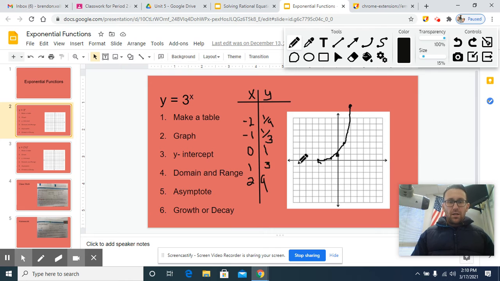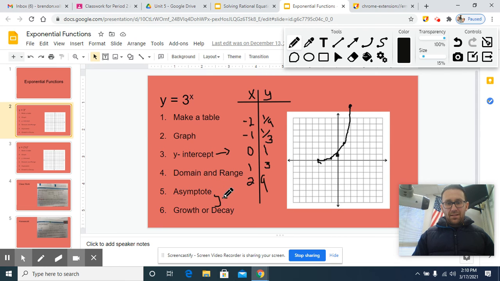Let's see. So that's my graph. The y-intercept is 0, comma 1, right? This is where it crosses the y-axis right here, 0, comma 1. The domain is all real numbers because it goes left, doesn't stop, goes right, doesn't stop. Where is my asymptote? It's right here at y equals 0.